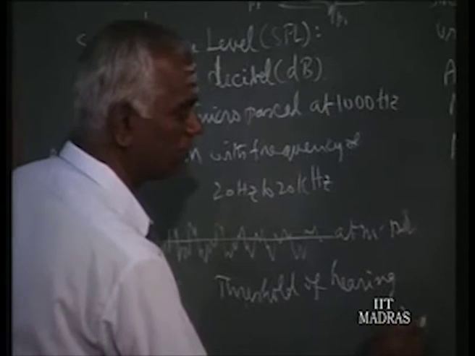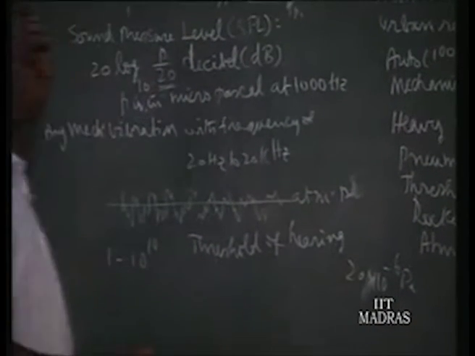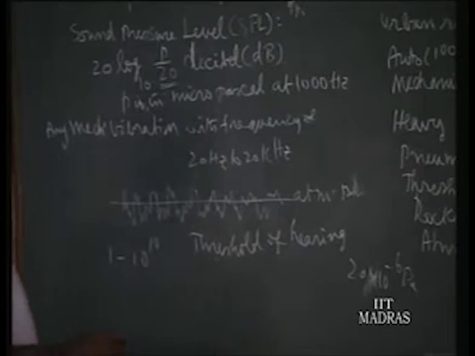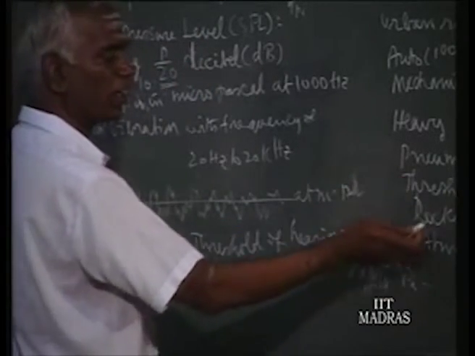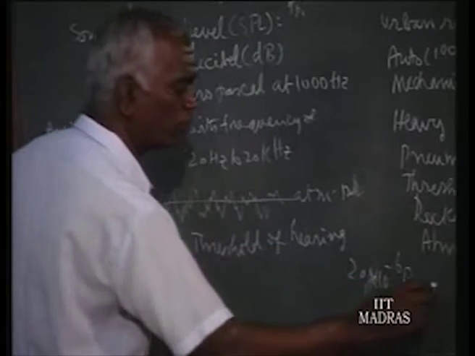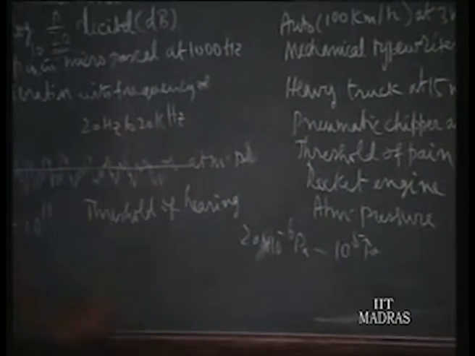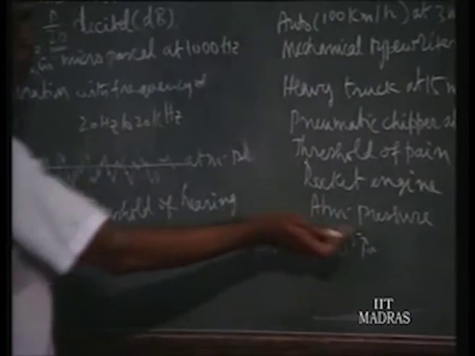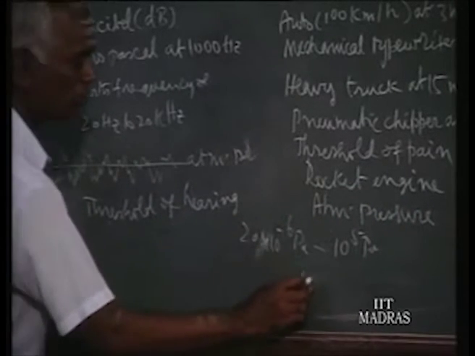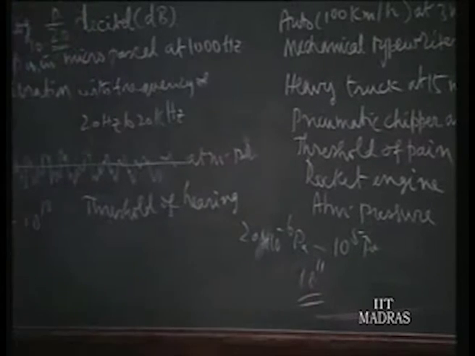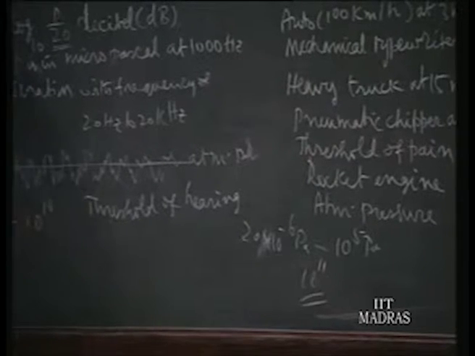What is the range here? 20 micropascal, that is 20 times 10 to the power of minus 6 Pascal, is the lowest value it measures. And what is the highest value? It is nearly the threshold of pain, 140 decibel, rocket engine, and atmospheric pressure is 194. That is equal to 10 to the power of 5 Pascal, which is 1 atmospheric pressure. That means the total range is near about 10 to the power of 11. Representing 1 to 10 to the power 11 units in a linear scale is not possible, so we go for the logarithm scale.